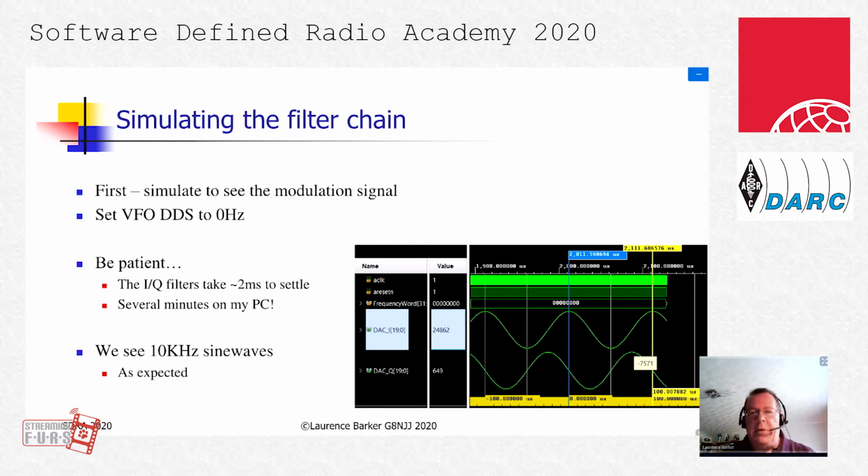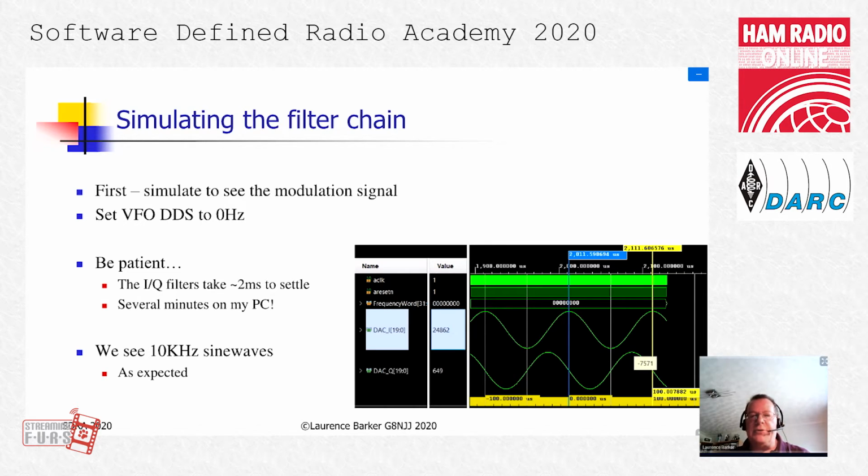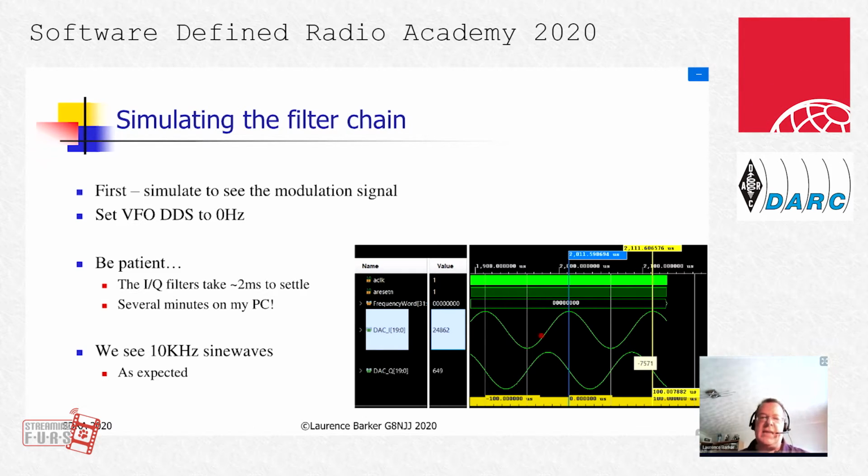When we do this and run the simulation, we've got essentially 2 separate halves to what we're simulating. We can look at the sine waves that come out at any part of the process, but they're at hugely different rates. So what I've done is set the VFO DDS to 0 hertz. When you run the simulator, we've got the 10 kilohertz IQ signal modulating a 0 hertz local oscillator, which gives us 10 kilohertz out.